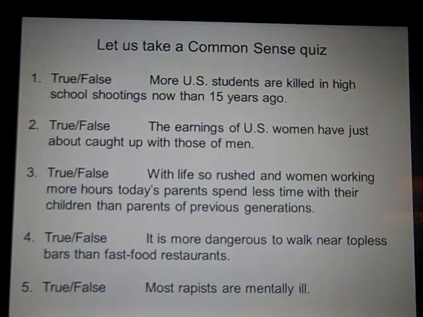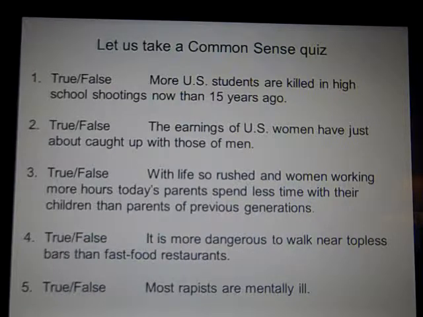Wow. So, do you think more U.S. students are killed in high school shootings now than 15 years ago? Number 1. It might be easy to think this is true because the media saturates us with story after story of school violence and shootings in schools, and we think it's got to be happening more now than it was 15, 20, 30, 50 years ago, when actually it's false.